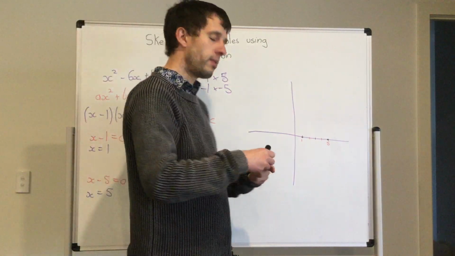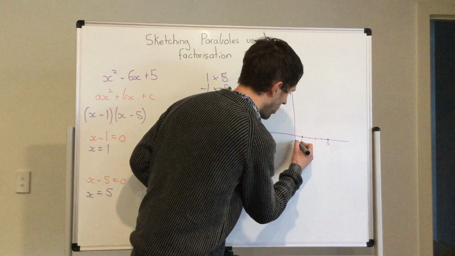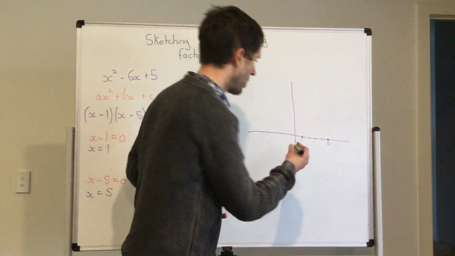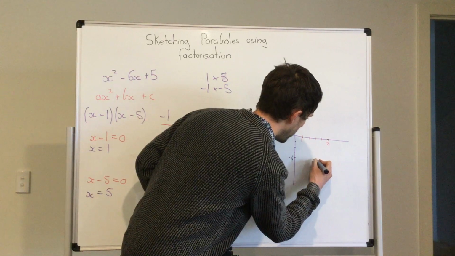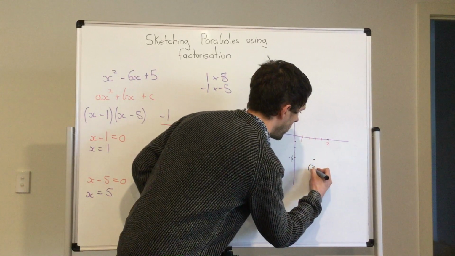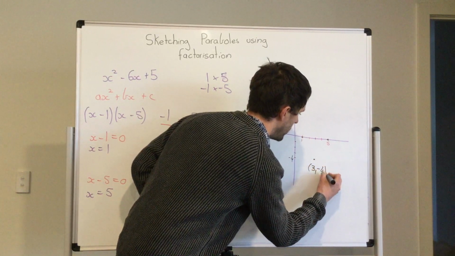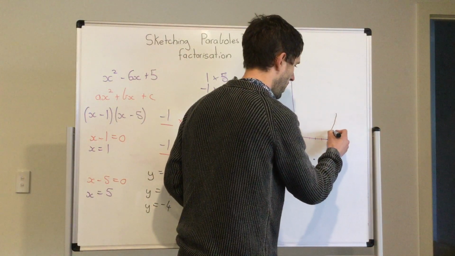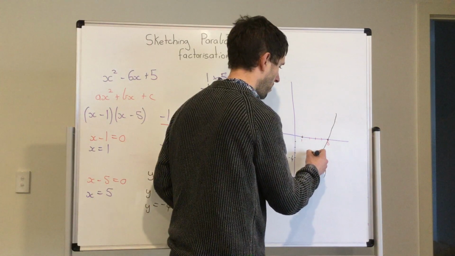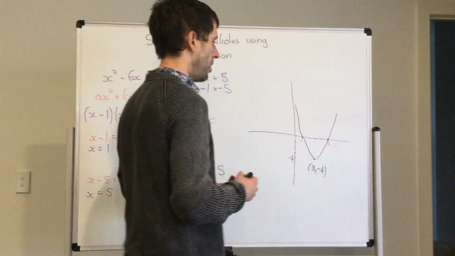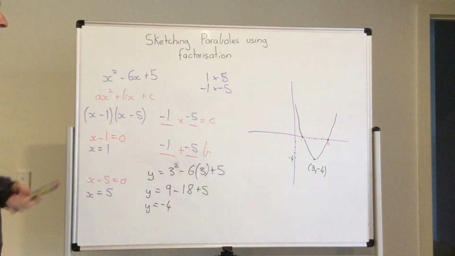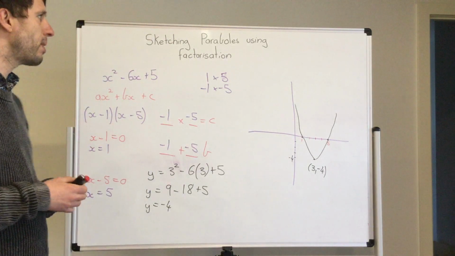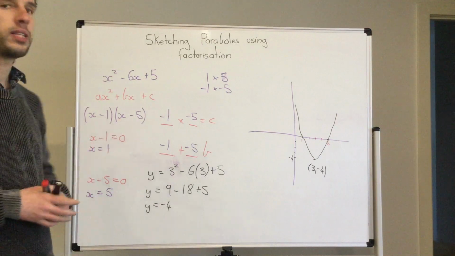So that just means that when I go 1, 2, 3, 4, so negative 4, our midpoint is going to be when x is 3 and y is negative 4. Now I can draw my parabola. And there we have it. That's how we draw and sketch a parabola just by using our factorisation.